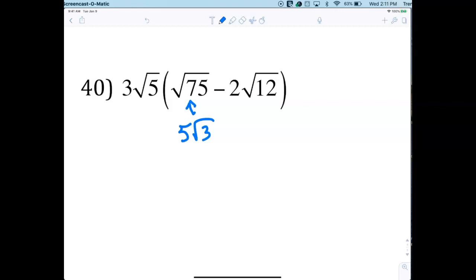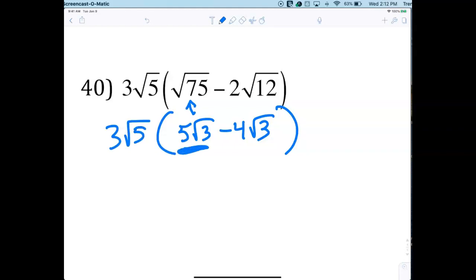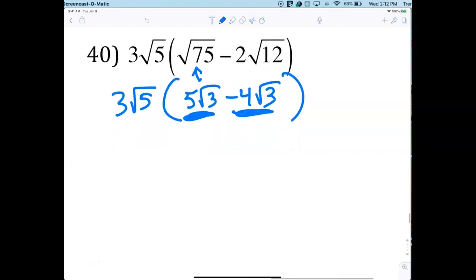What about 12? Radical 12 is 2 radical 3, and the 2 comes outside. There's a 2 on the outside, so now it's a 4, and now you're multiplying that by radical 3. Now please watch again. Somebody tell me what 5 radical 3 minus 4 radical 3 is. Radical 3. 5 minus 4. Oh, nice. See, you're just multiplying that by radical 3.